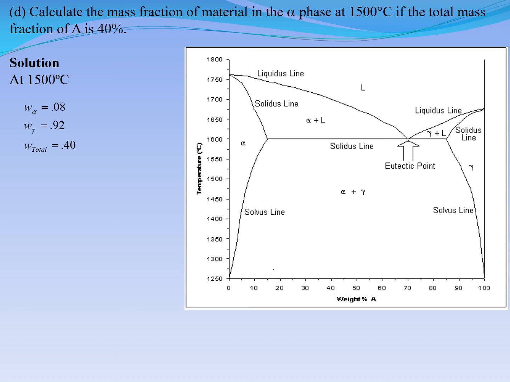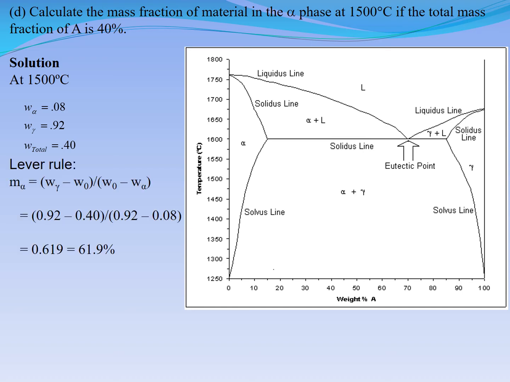So mass fraction of alpha, right? Lever rule: if alpha is on the left, then you go to the right hand side of the line. So mass fraction of alpha is mass of gamma minus the middle, upon mass of gamma minus total. So 0.92 minus 0.4, upon 0.92 minus 0.08, gives 61.9%, right? Now because you are reading it yourself, if instead of 8 you have written 9 or 7, or instead of 92 you have written 91, I have still taken it as right. Whatever your answer is, it is also right if you are doing the right calculation.